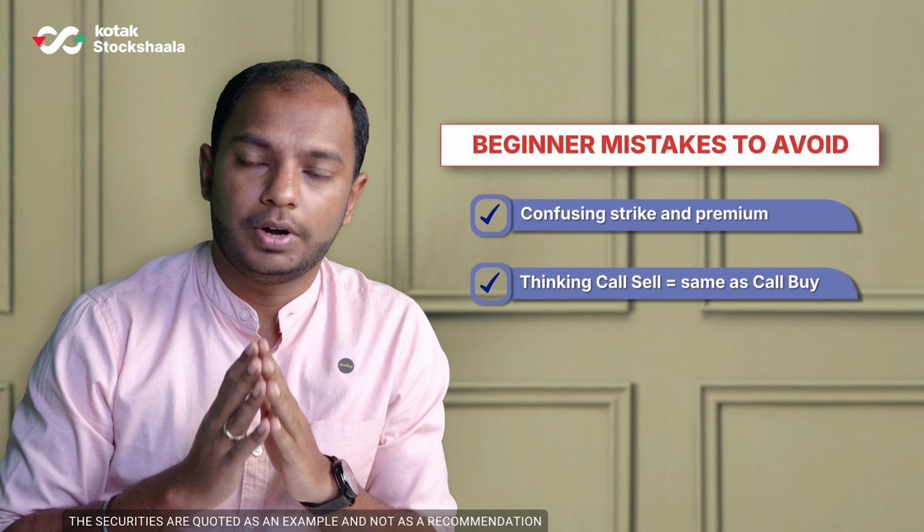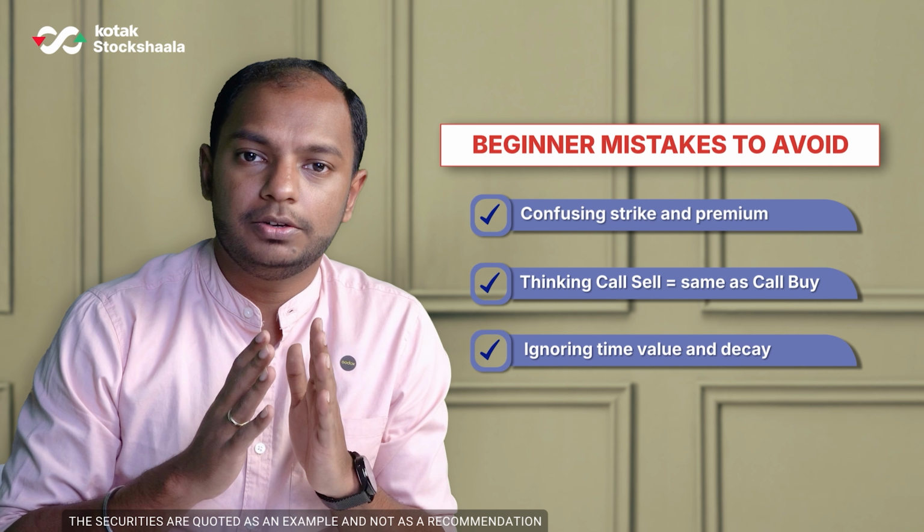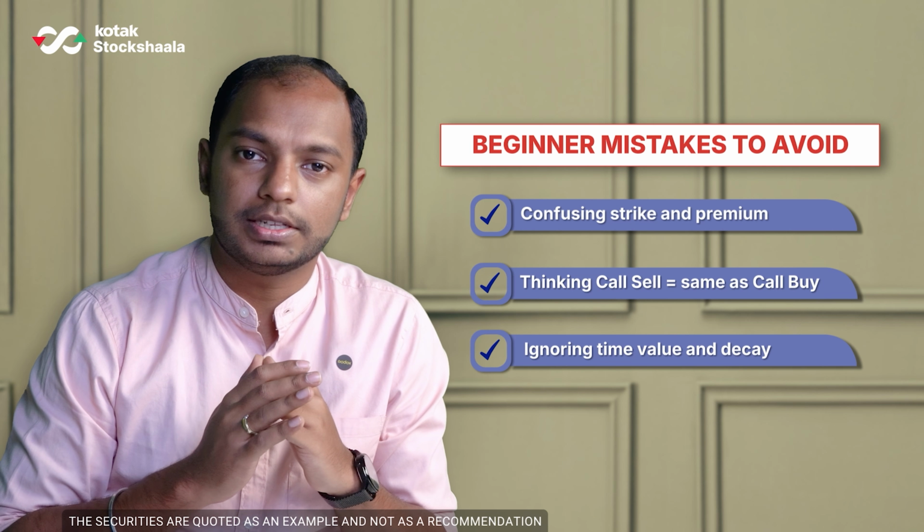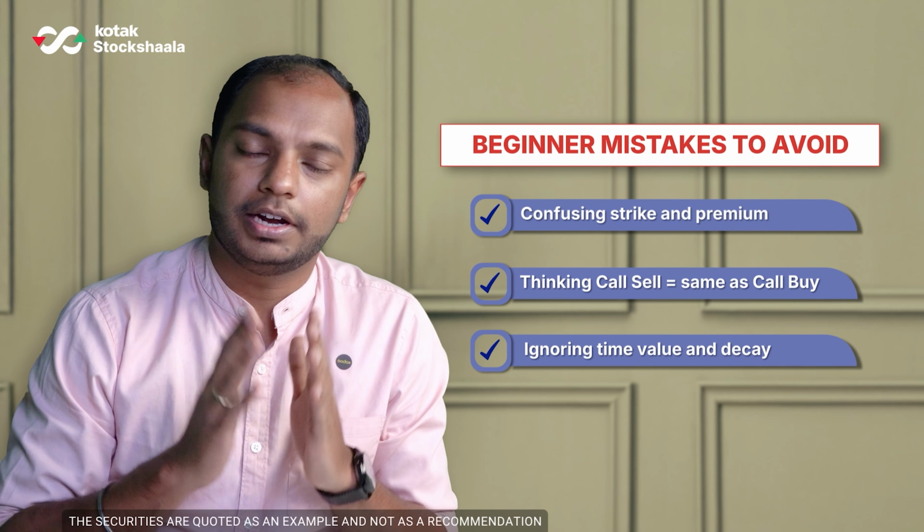Another mistake to avoid is ignoring time value and decay. It is very important for you to consider these two values while you're entering into a trade. And finally, you have to make sure that you're not only looking at the current price, but you're also considering the value at expiry using the formula for intrinsic value for both call option as well as put option. Backtest your strategies, but more importantly, graph it before you trade it.